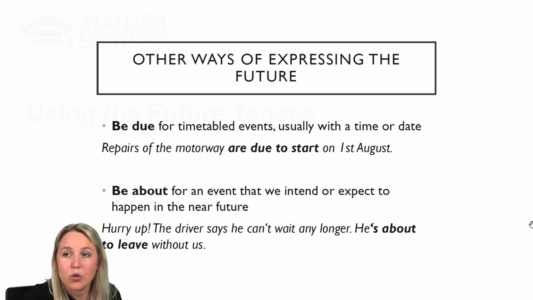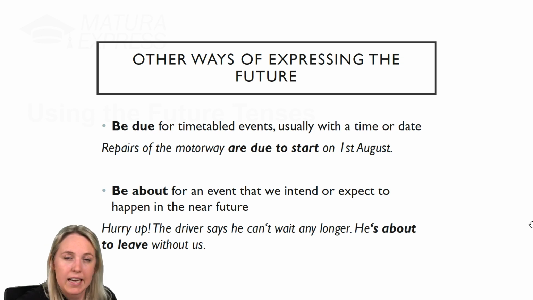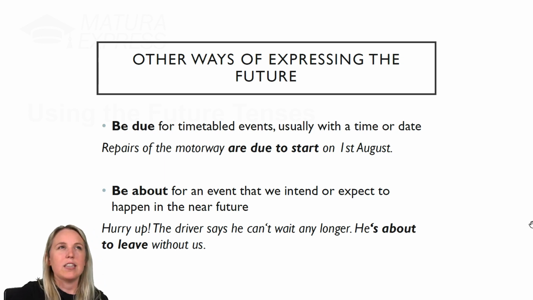Now I will show you some other ways of expressing the future. Be due. So this can be used for, again, timetabled events. Usually there is a time or a date in the sentence. So then it's used quite often. For example, repairs of the motorway are due to start on the 1st of August. Are due to start. So it's an event in the near future that is, again, sort of timetabled, and there is a date. We have the 1st of August, so that's why.